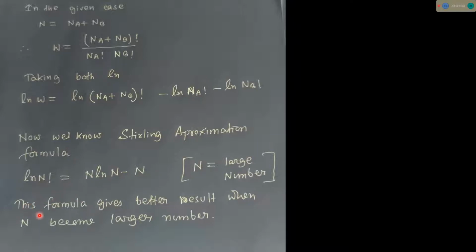So this formula gives a better result when n becomes a large number. So keep in mind this formula. This is the Stirling approximation formula: ln n factorial is equal to n ln n minus n.